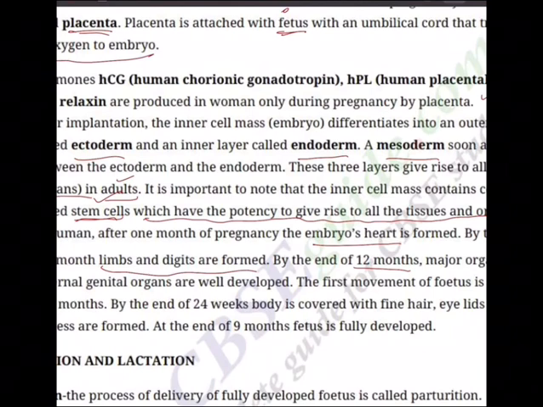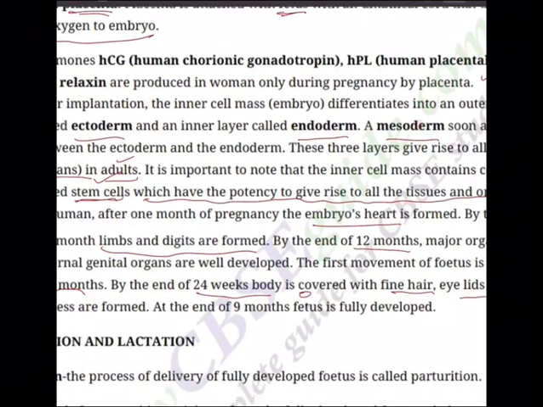The first movement of fetus is observed in fifth month. By the end of 24 weeks, body is covered with fine hair, eyelids and lenses are formed. At the end of ninth month, fetus is fully developed and ready for the parturition. You must have seen all this in our biology lab. All the embryos are there. You must have observed them.